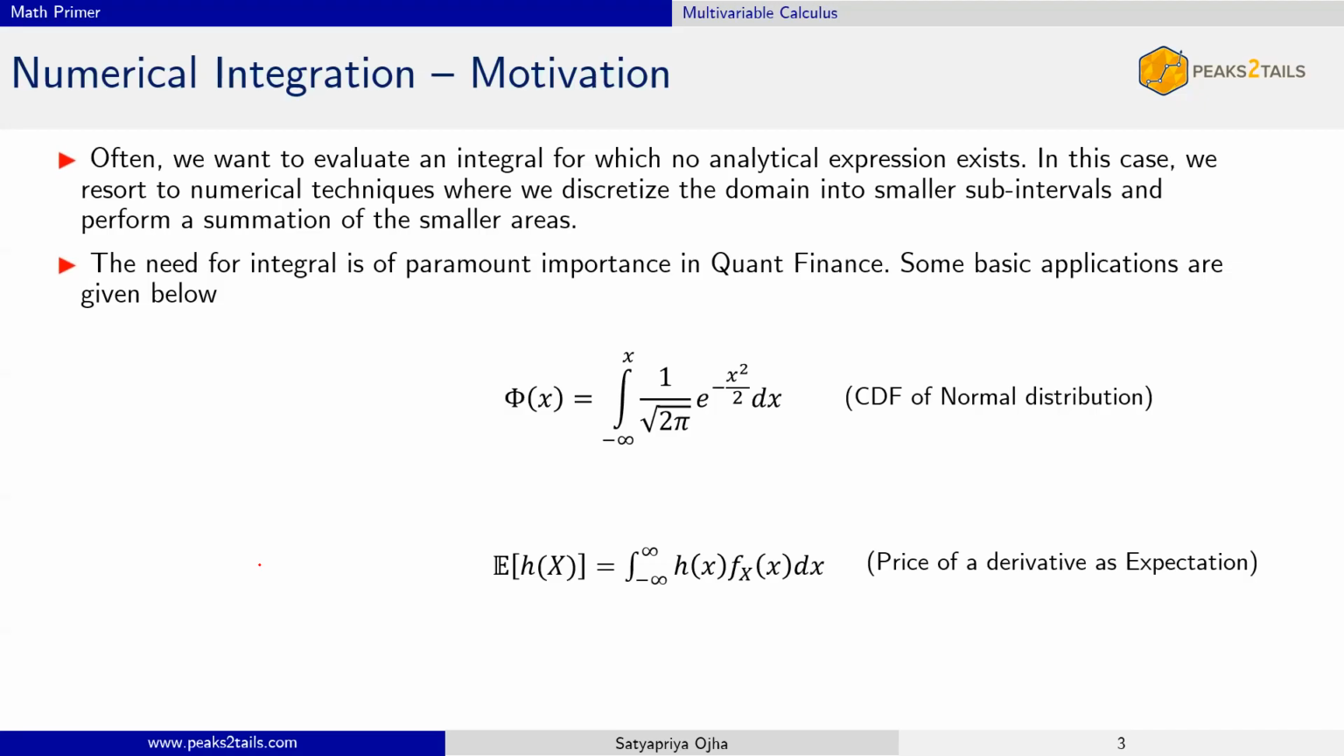And how do we go about it? So basically, if you want to evaluate an integral and there is no analytical expression that exists, in this case, we resort to numerical techniques. What we'll do is we will divide the interval over which we are trying to perform the integration. We'll discretize that interval into smaller segments, or those are called sub-intervals, and then calculate the area of those regions, okay, so over that small interval, and then add everything. That will give you an approximation of the area under the curve, which is nothing but the integral.